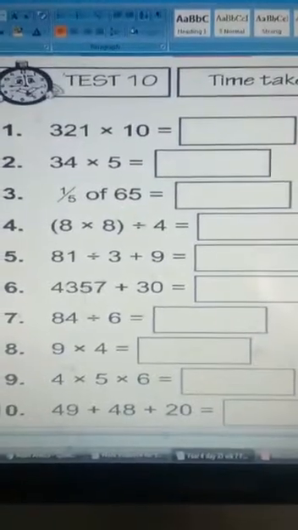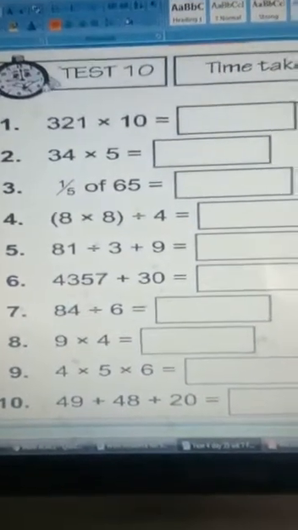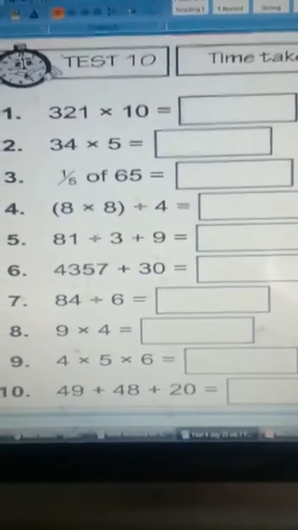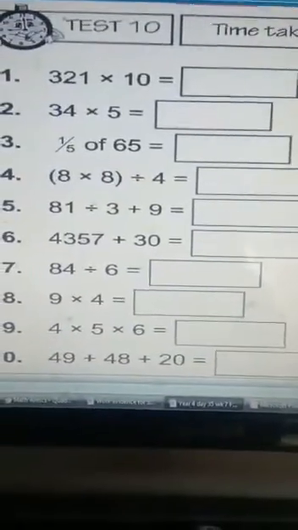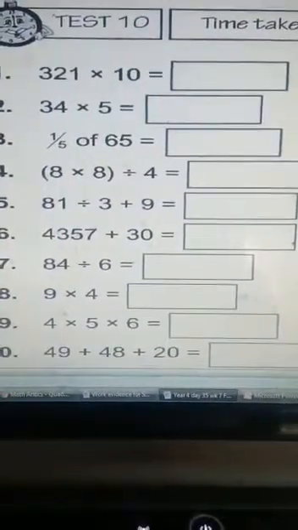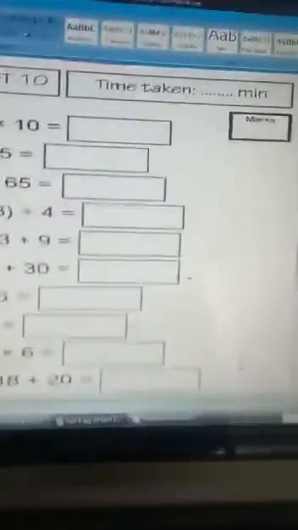Children, this is the maths activities for Friday the 22nd of May. Starting off, mental maths, test 10 is a combination of multiplication, addition, division. So look carefully at each sum and work through it very quickly and then write down your time.